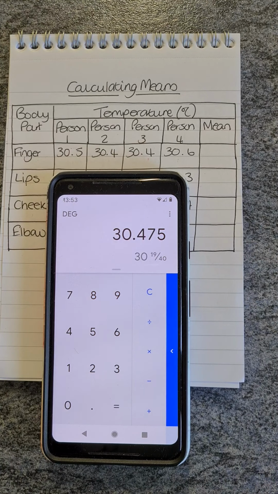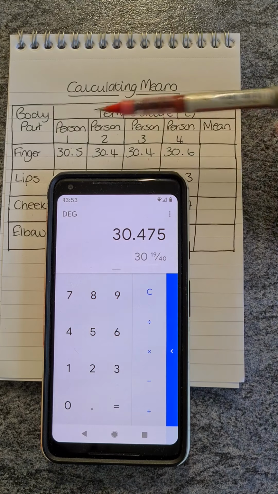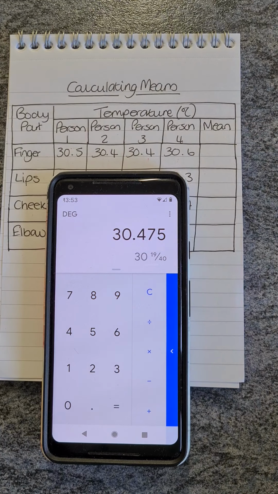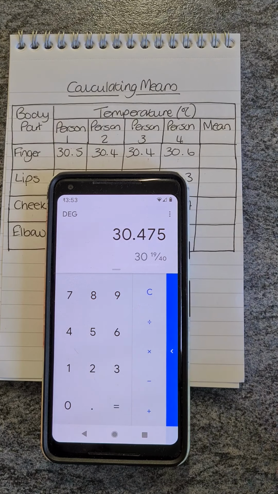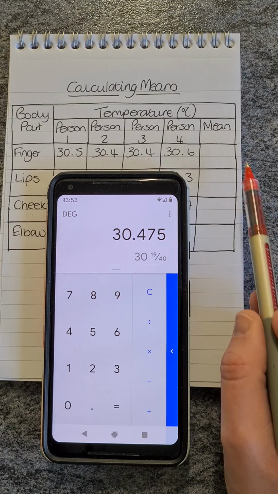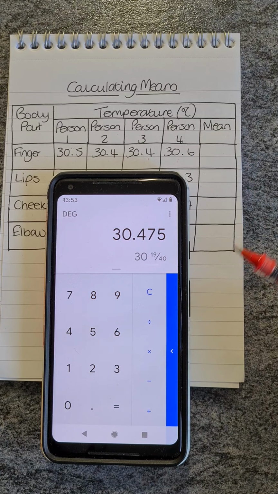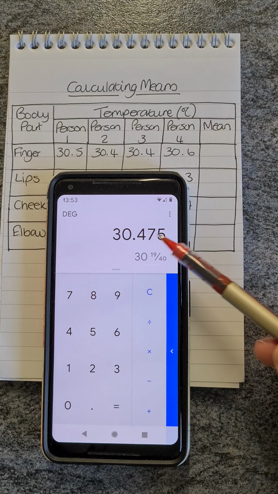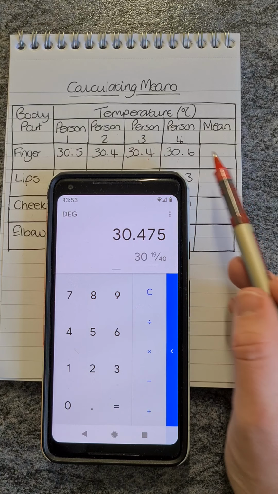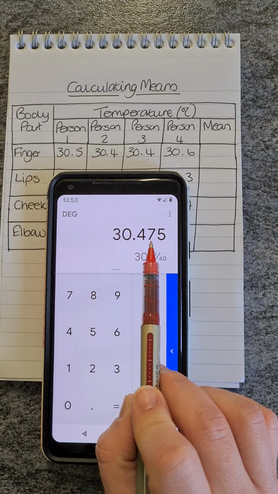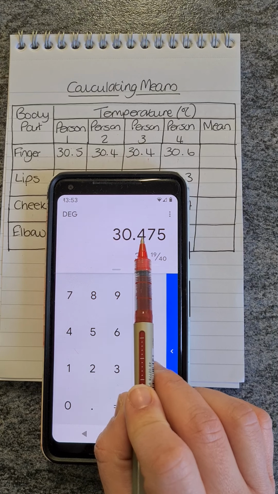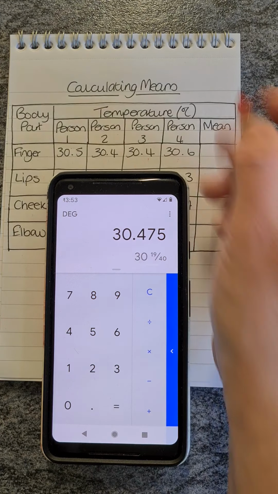Now going back to our previous work on rounding, these values have been recorded to 1 decimal place. That's how sensitive the thermometer was that was measuring the temperature rise. So it's important this mean as well is recorded to the same degree of accuracy. So 30.475 is going to be rounded to 1 decimal place. We look at the 7 here, which is in the 2nd decimal place, and we round the one before it up. So it's going to be 30.5.